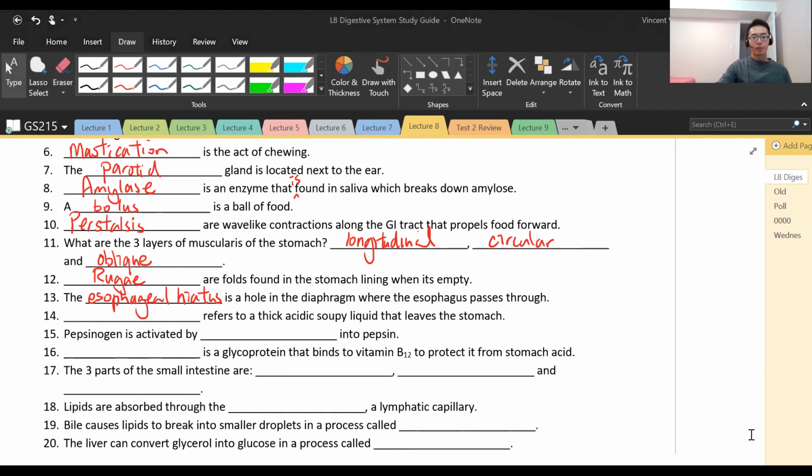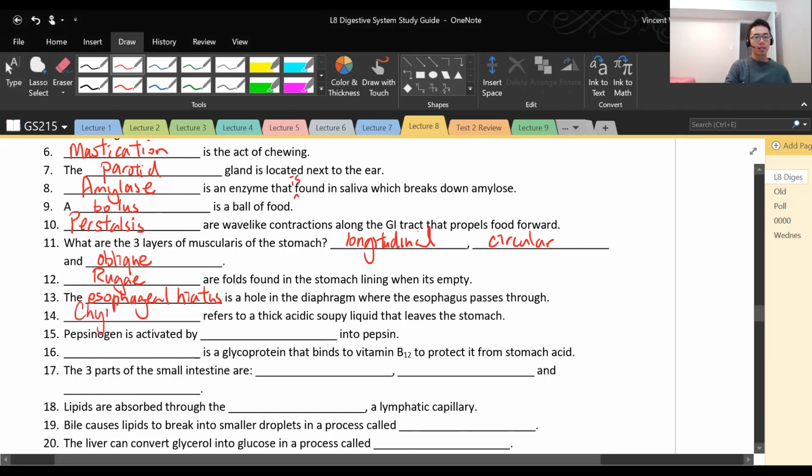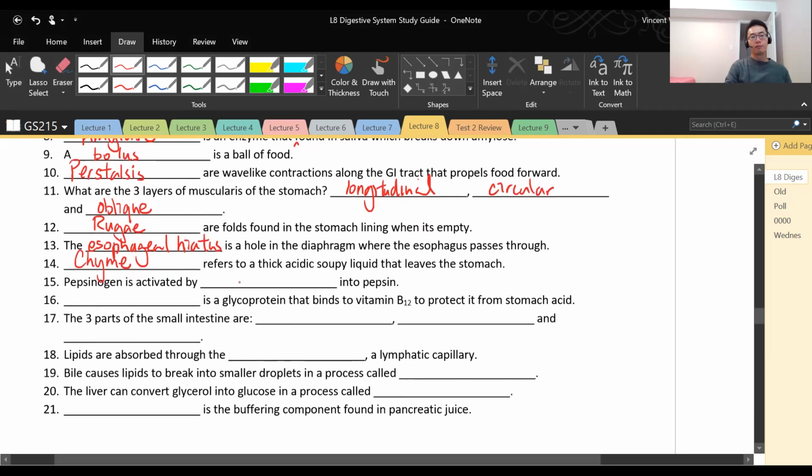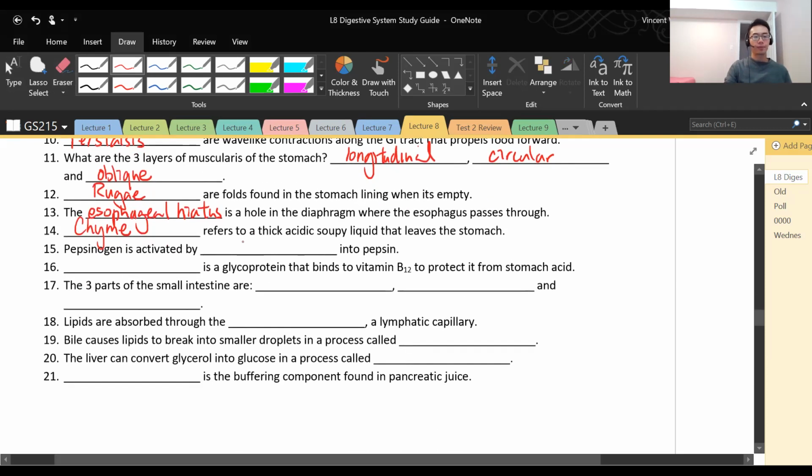Next, something refers to thick, acidic, soapy liquid that leaves the stomach. That's the chyme. It's like partially digested food, right? Mixed with the acid and all that. It's basically vomit, right? Pepsinogen is activated by HCl into pepsin.